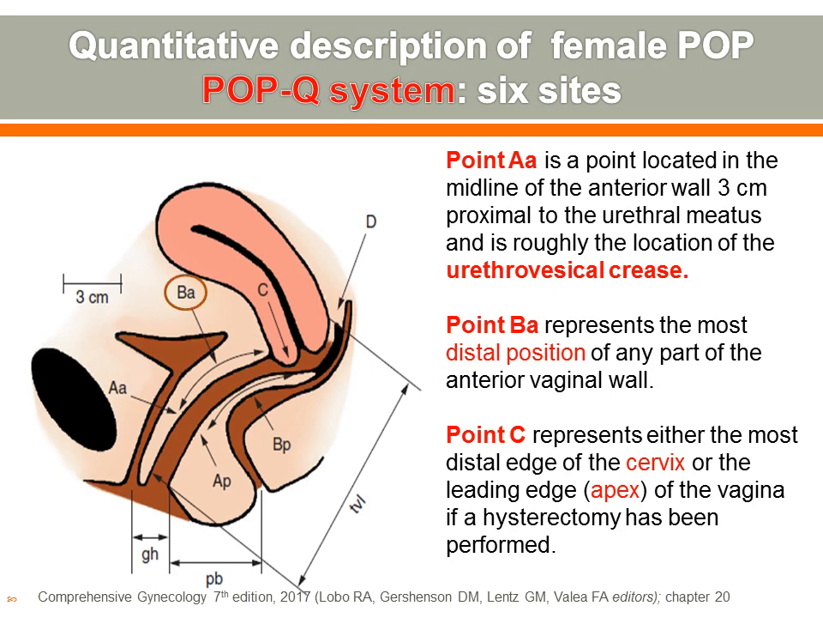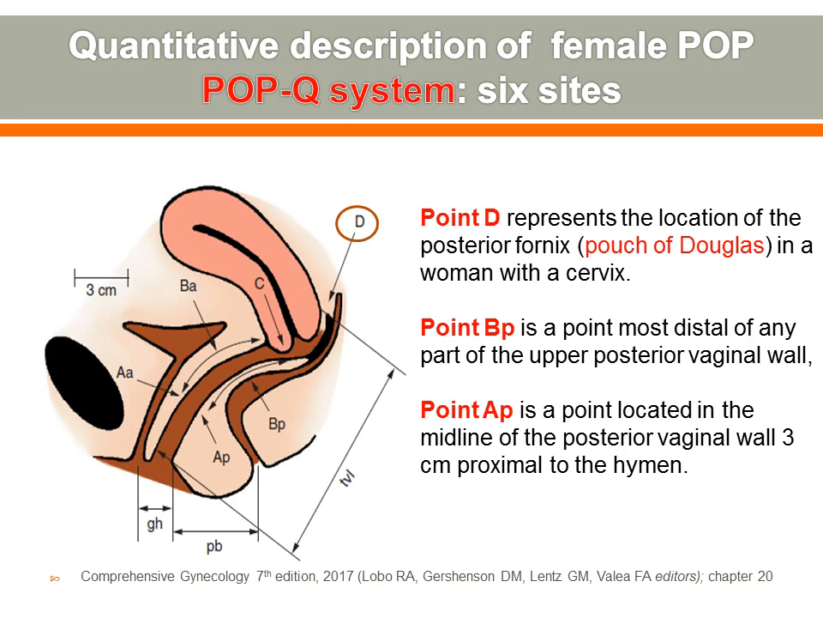Point Ba represents the most distal position of any part of the anterior vaginal wall. Point C represents either the most distal edge of the cervix or the leading edge or apex of the vagina if a hysterectomy has been performed. Point D represents the location of the posterior fornix or the pouch of Douglas in a woman with a cervix. Point Bp is a point most distal of any part of the upper posterior vaginal wall. And lastly, point Ap is a point located in the midline of the posterior vaginal wall, 3 centimeters proximal to the hymen.